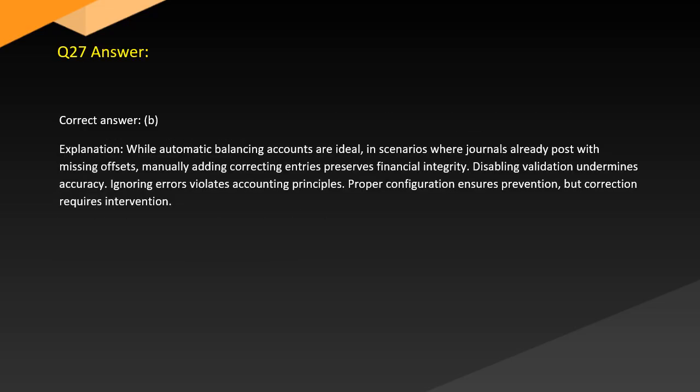Answer. Correct answer: B. Explanation. While automatic balancing accounts are ideal, in scenarios where journals already post with missing offsets, manually adding correcting entries preserves financial integrity. Disabling validation undermines accuracy. Ignoring errors violates accounting principles. Proper configuration ensures prevention, but correction requires intervention.